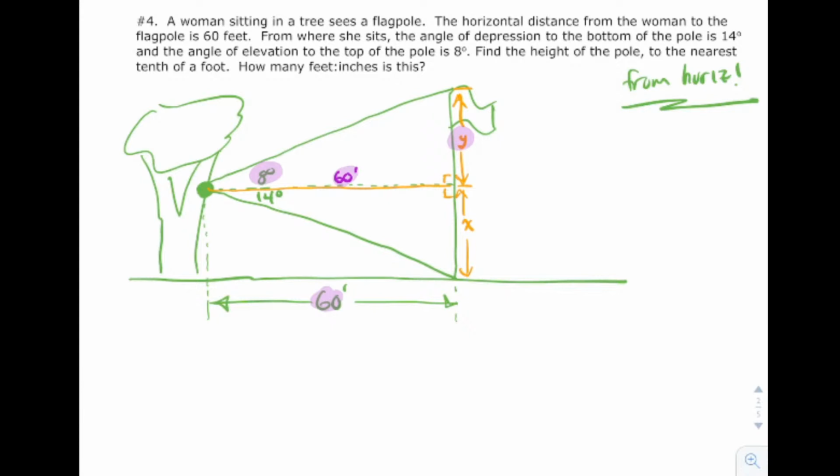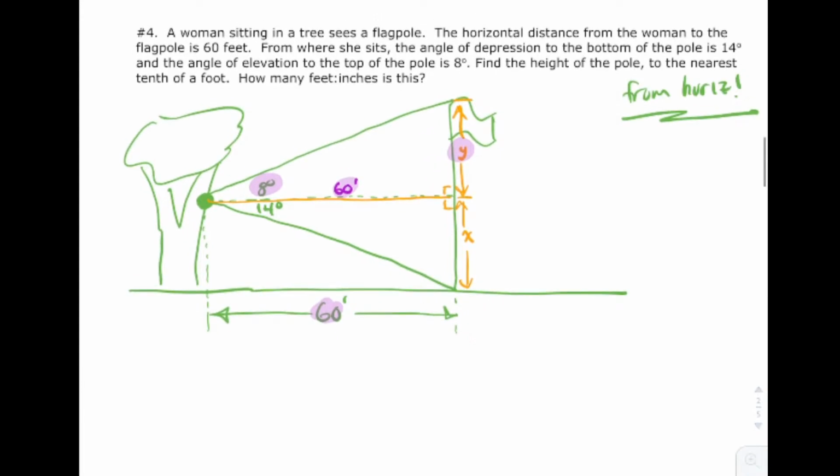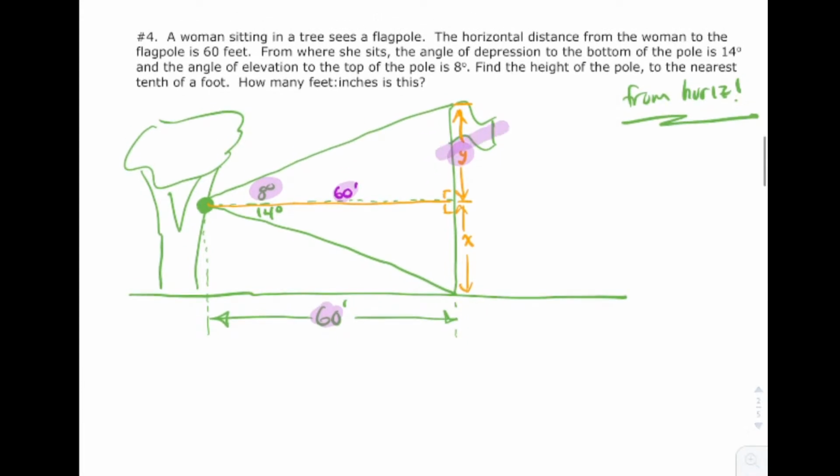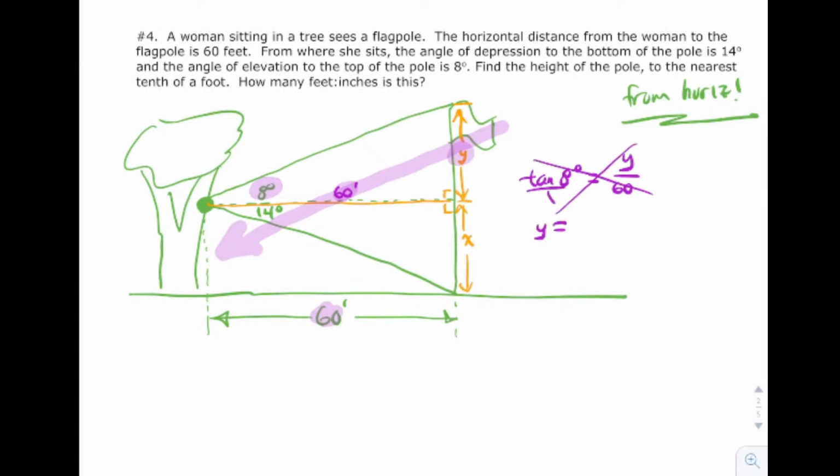I need to use the y and the 60. I'm not using the hypotenuse. Can you smell a tangent happening here? This is a tangent. The tangent of 8 degrees is the opposite, which is y, over the adjacent, which is 60. So if you were to do a crisscross applesauce type proportion thing, you'd have 1 times y equals 60 times the tangent of 8 degrees. And you can push buttons.